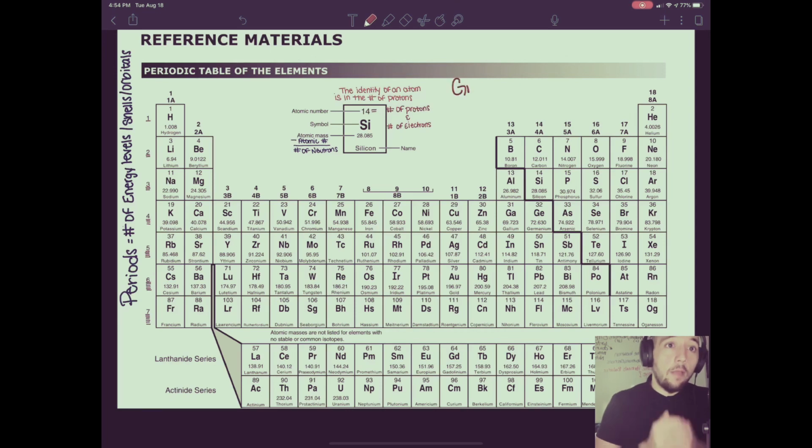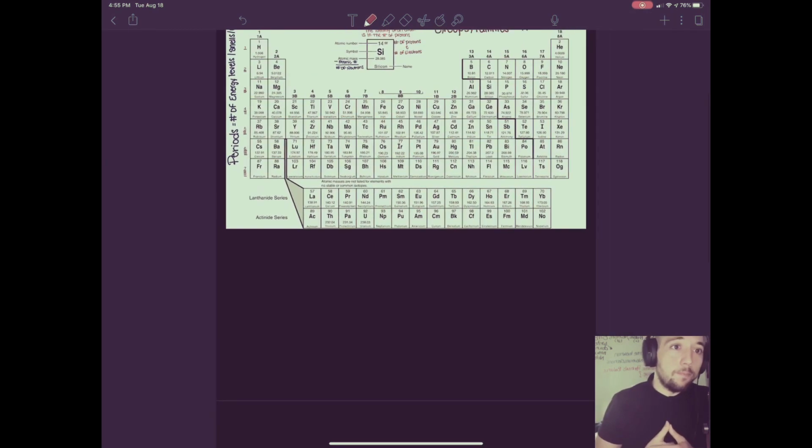Now, if we look at the very top, we have something else called groups or families. They go by either name. And there's a reason why they go by groups or families, and that's because they have similar characteristics based on the groups or families that they're in. So if you look at the very top, they are numbered from 1 to 18, and what these give you is the number of valence electrons.